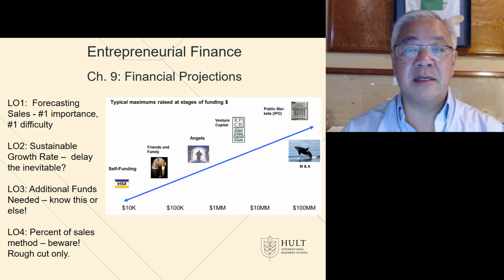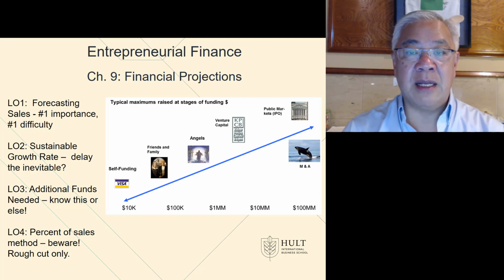Learning Objective 3 is looking at the other way. Let's say, no, I don't want to lower my growth rate. What if I know my growth rate and I want to know how much money I need to raise in order to achieve that rate and again maintain my current liquidity and risk profile in my balance sheet.